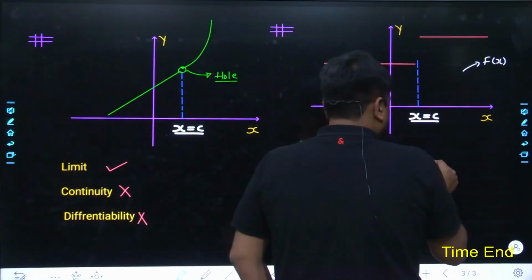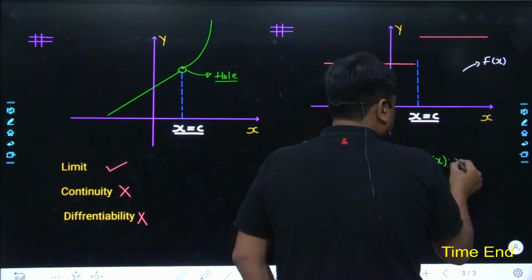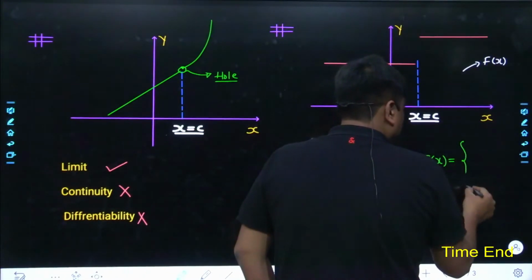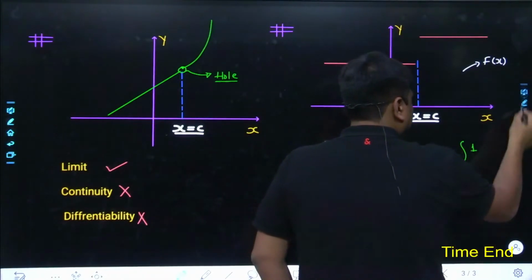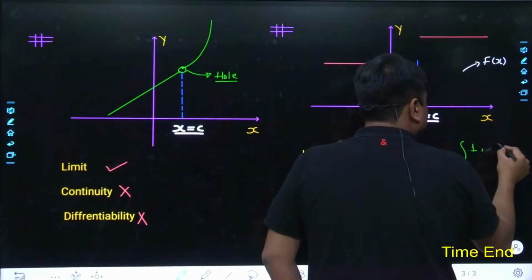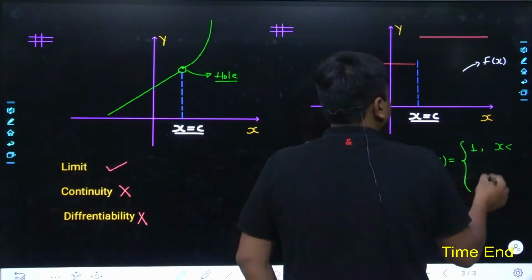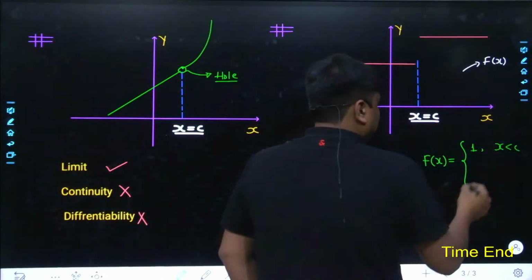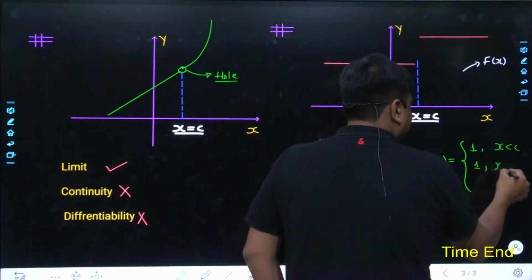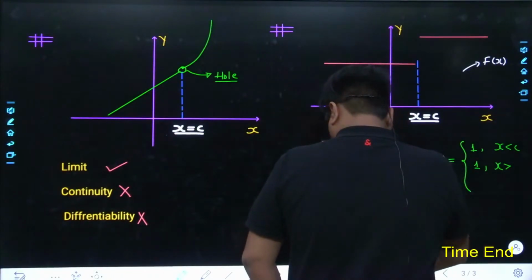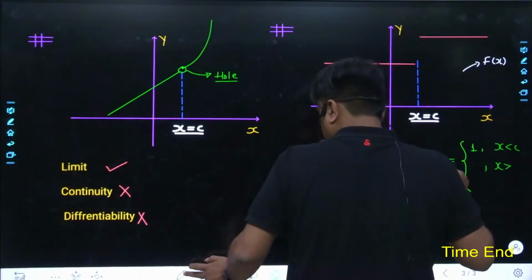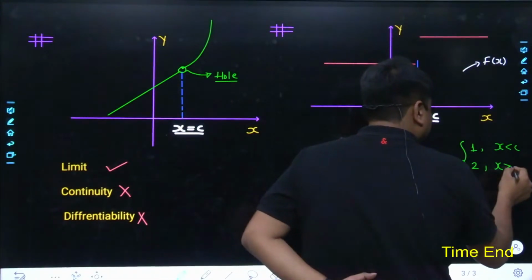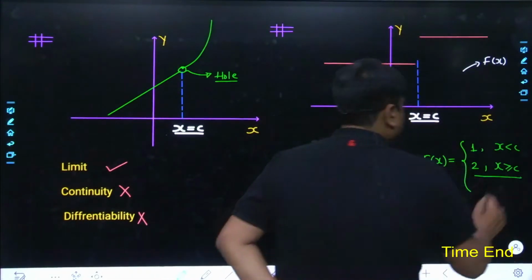So my function f of x is 1 when the value of x is less than c, and similarly, sorry, it is 2 actually, 2 when x is greater than or equal to c.